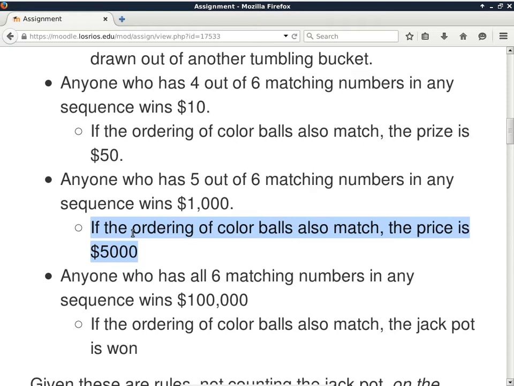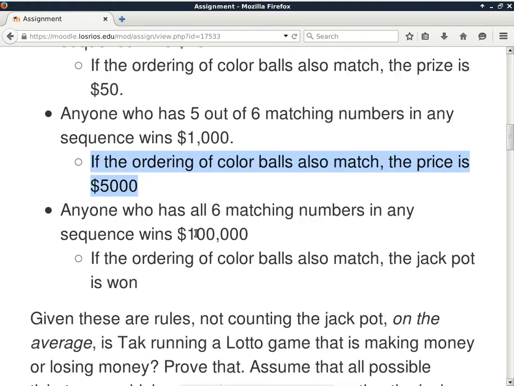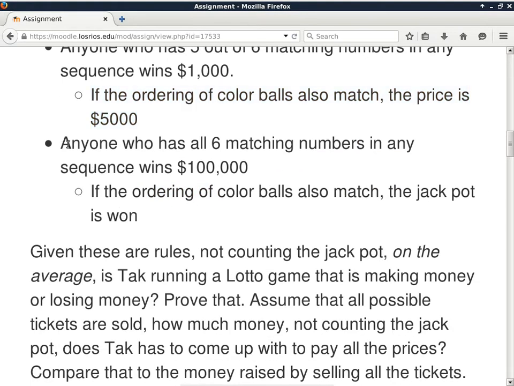My question was that your chance of getting it right for the color side is the same in both steps, whether you get 4 or 5. There is just one. Correct, because this is coming from a different bucket altogether. All right, so anyone who has all 6 matching numbers will win $100,000. If someone has the 6 matching numbers and also has the right ordering of the color balls, then the jackpot is won. Are there any questions about the 6 ways of winning in this case?